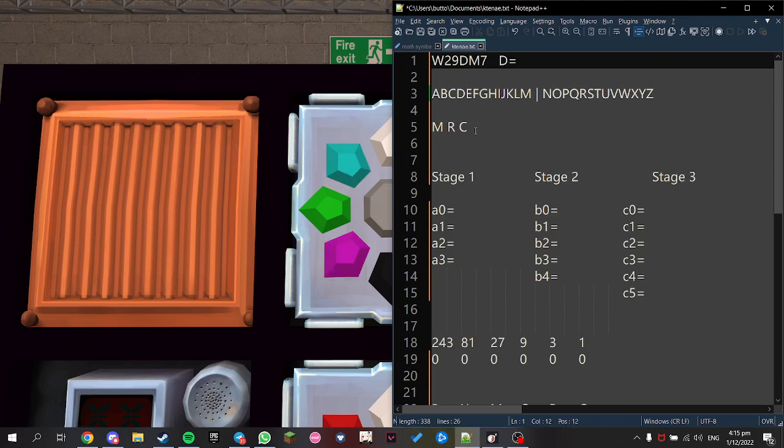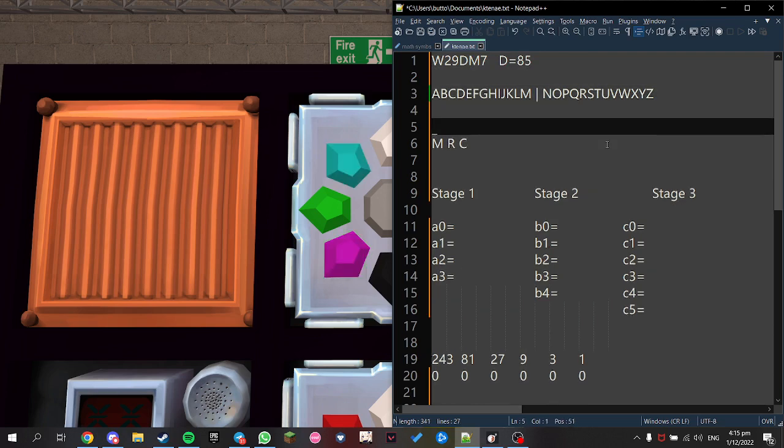A, B, C. So Whiskey is just 26, 25, 24, 23. So 23 plus 9 plus 2 plus 9 plus A, B, C, D, which is 4, plus 9 plus Mike, which is 13, plus 9 plus 7, plus 85.